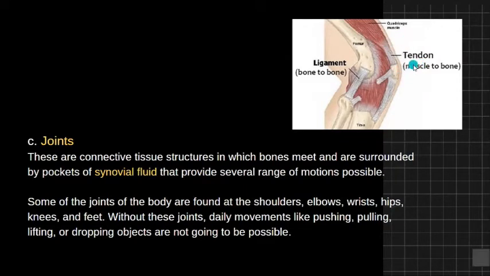Okay? So we can find these joints na tinatawag natin in different parts of our body, hindi lang sa tuhod natin, no? We have joints in our shoulders, elbows, wrists, hips, and knees nga, and feet. We need to remember that without these joints, daily movements like pushing, pulling, lifting, or dropping objects are impossible. Yun yung mangyayari kapag affected yung bones or yung connective tissues natin, affected din yung movement natin.